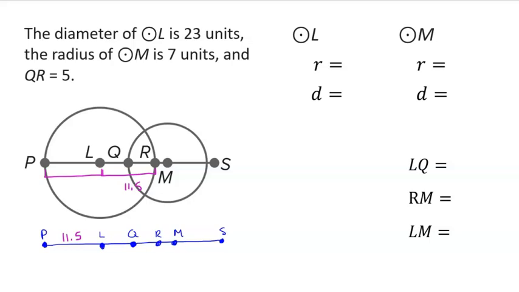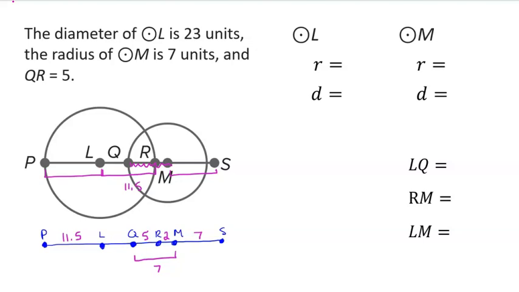And then they already told us that QR is 5. I'm going to go ahead and put that in there. The radius of circle M is 7, so this piece here is 7. If this piece is 7, that means that from here to here is also 7. So that's something I'm going to put on here, like that. Knowing that these two pieces together, QR plus RM, is 7, I know this has to be 2.